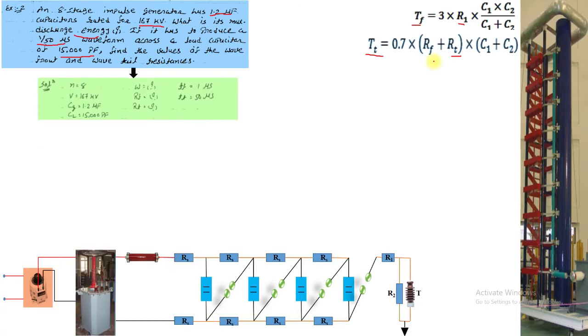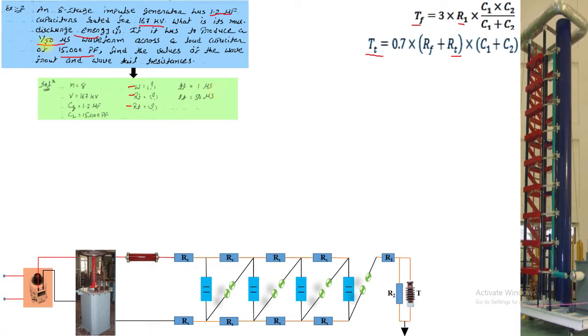So these are the available data. Number of stages is 8. The charging voltage is 167 kilovolt. Generator capacitance is 1.2 microfarad. It is not the equivalent one, so we need to get the equivalent capacitance before applying the value to C1. CL is the load capacitor. We need to determine the discharge energy W, wavefront resistance and wave tail resistance.